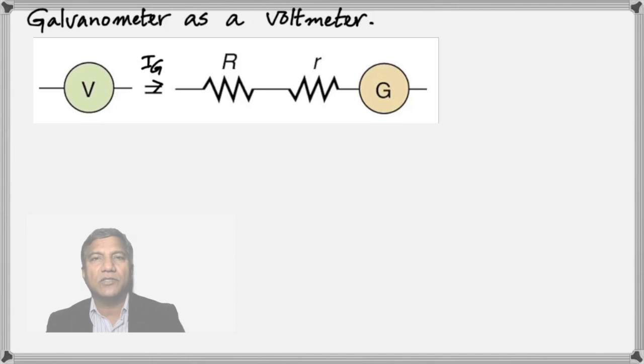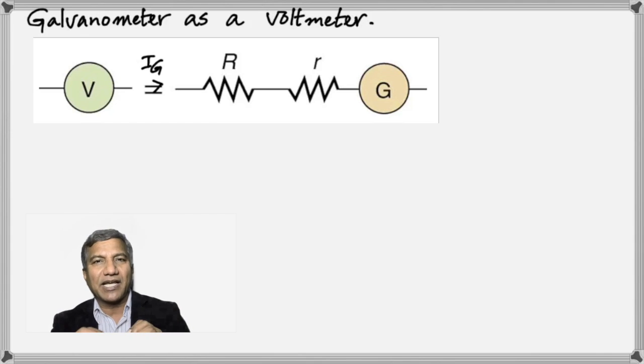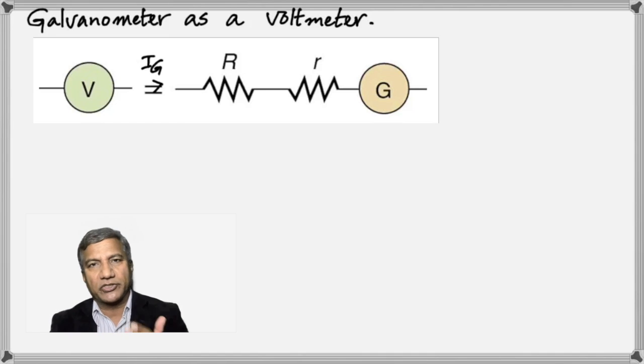The galvanometer is a very sensitive instrument. The galvanometer is a detector. It's used to detect even a minute current in a circuit. Therefore, it cannot really be used as a measuring instrument. It can only be used to detect. But if we want to use it as a measuring instrument, we need to change it into a voltmeter or into an ammeter. Now, in order to change the galvanometer into a voltmeter, a high resistance must be connected in series with it.